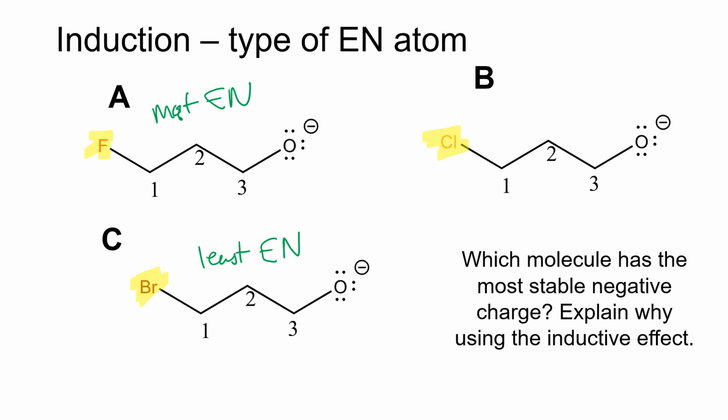So let's look at what the question is specifically asking: which molecule has the most stable negative charge? The answer for that would be A, because fluorine is the most electronegative atom out of this series. The more electronegative the atom, the better it is at helping spread and pull and smear that negative charge through the molecule. It has a stronger pull because it's a more electronegative atom.